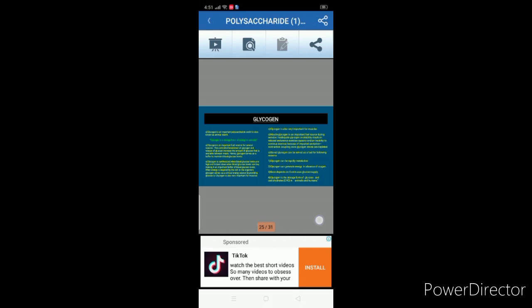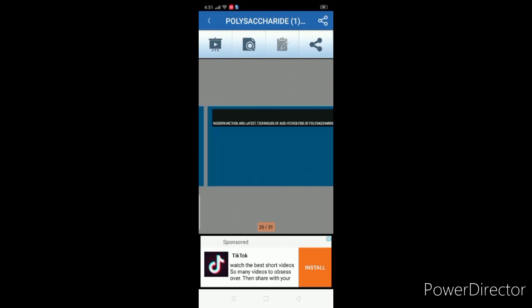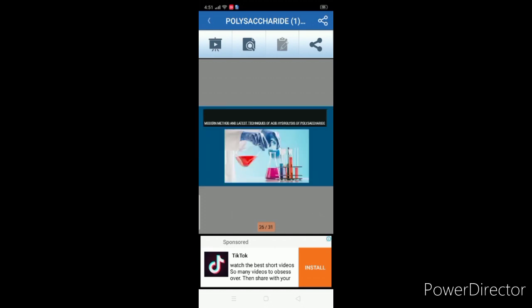Stored glycogen can be used as a fuel for the following reasons. Glycogen can be rapidly metabolized. Glycogen can generate energy in the absence of oxygen. The brain depends on a continuous glucose supply. Glycogen is a storage form of glucose and carbohydrate in animals and humans. Modern methods and latest techniques of acid hydrolysis of polysaccharide.